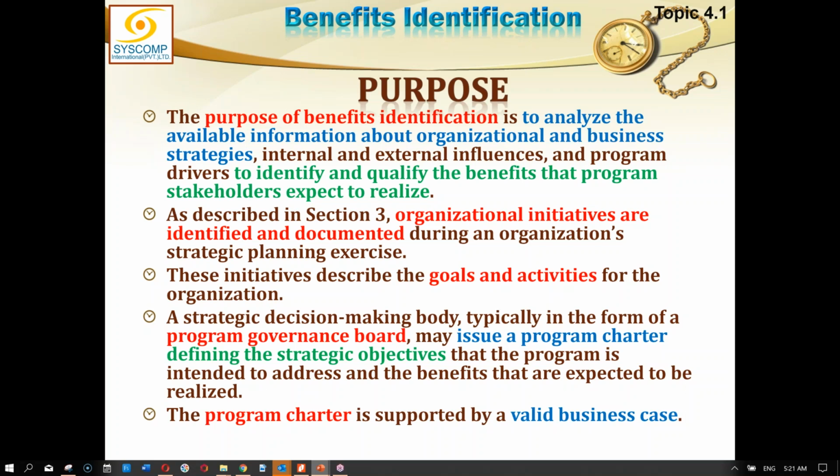So the natural flow will be you have a business case, and then you have the program charter, and then a high level roadmap. Exactly. That is exactly what we studied in the initiation part of it. Okay.